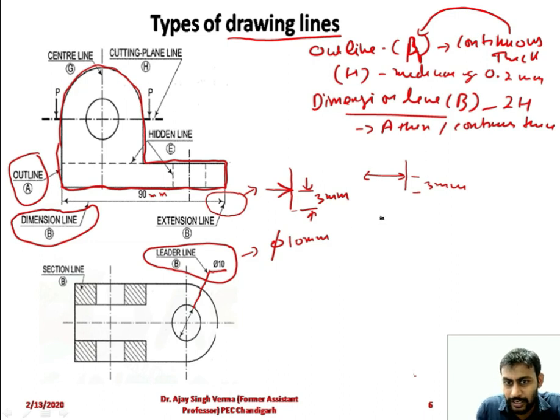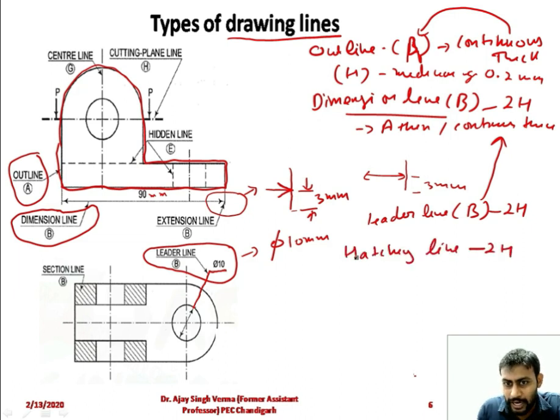So this leader line is also a B-type line, and it is a continuous thin line, and we will plot it with the help of the 2H pencil. Next is your hatching line, also plotted with the help of the 2H pencil. The hatching line is represented when there is a solid section, a cutting section, this section. You can say this is a hatching line, or you can say the section line. This is a square part showing a section.